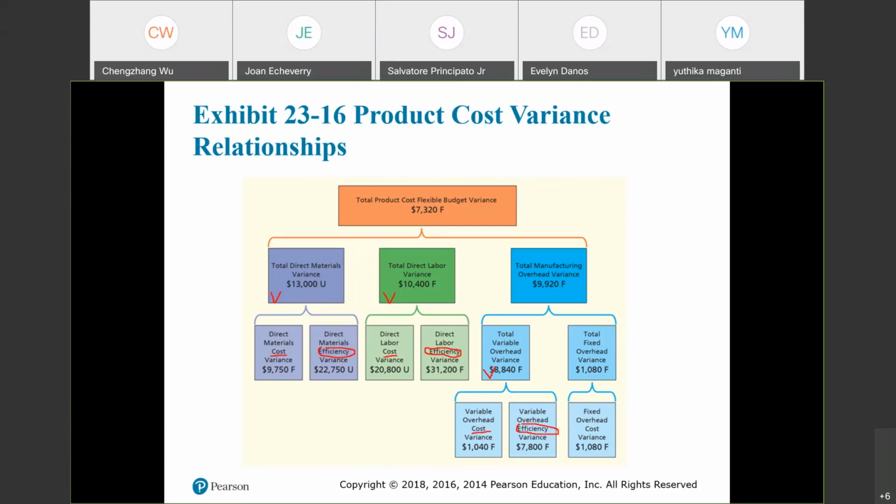But here, the volume variance is not listed because no matter how the volume variance changes, this amount, the total product flexible budget variance, does not change. So that's why the volume variance is not listed here.